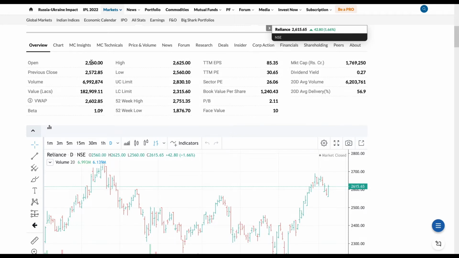Then there's the high and low. As previously discussed, this is the high and low price of the day, so the lowest and highest point of the traded price.